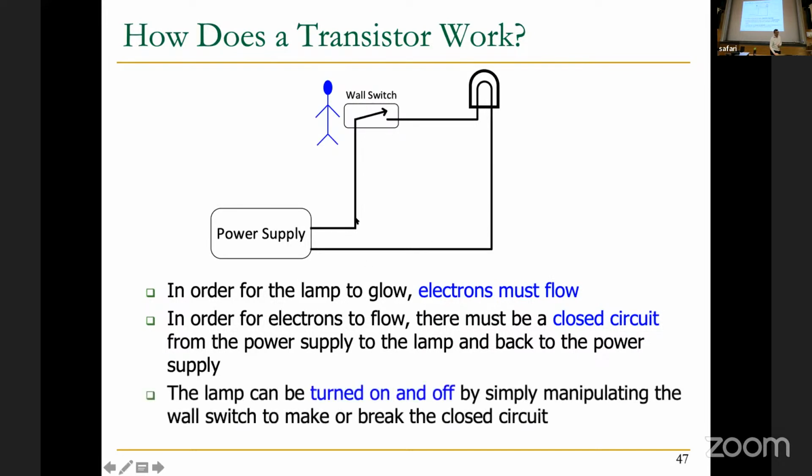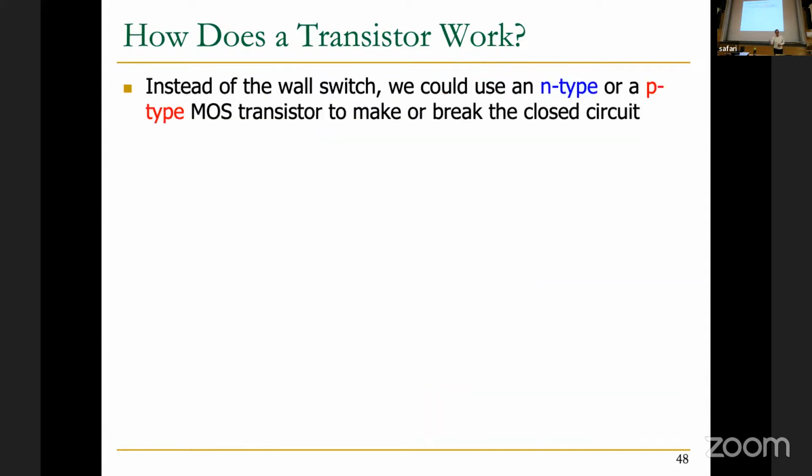Okay, and the lamp can be turned on and off by simply manipulating the wall switch. So this wall switch can break or make the circuit. If I press it again, it becomes an open circuit. If I press it again, it becomes a closed circuit. And I could keep doing this forever in my life, right? Even cats can do it. So they're actually very smart. But instead of the wall switch, we can use a transistor, N-type or P-type, to make or break the closed circuit. So this is what a transistor looks like.